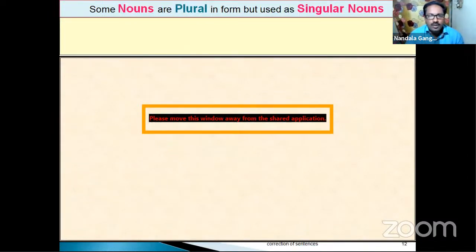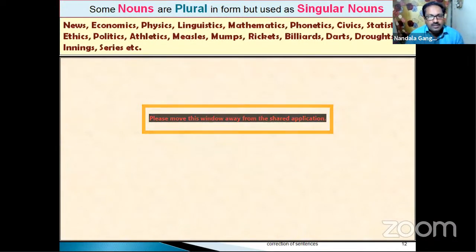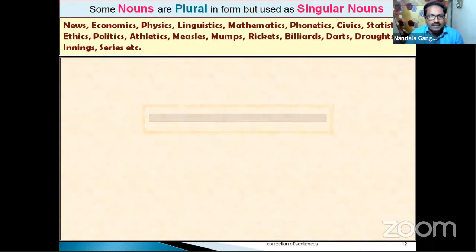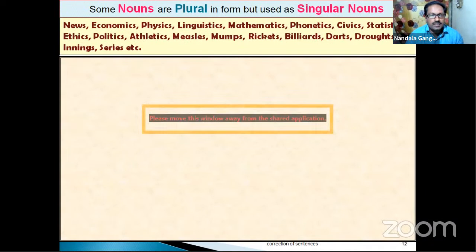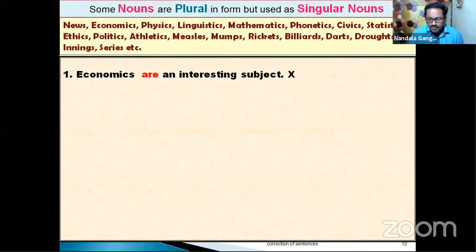Here are some nouns that are plural in form but used as singular nouns. They are news, economics, physics, linguistics, mathematics, phonetics, civics, statistics, ethics, politics, athletics, measles, mumps, crickets, billiards, darts, draughts, innings, series, etc. All of them look like plural forms, but they are all used as singular. Whenever a word ends with s, we can say it is plural, but these nouns are used as singular only.